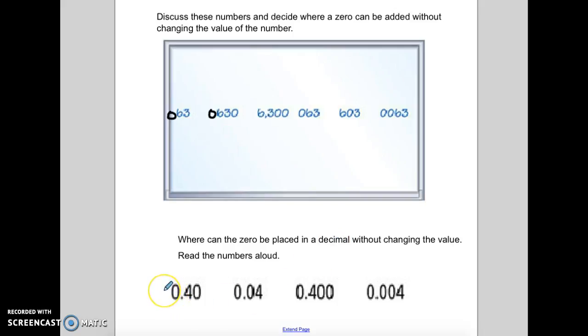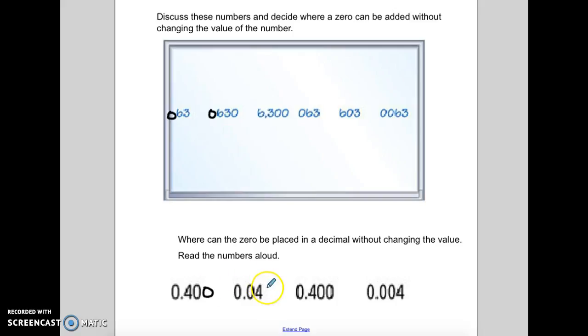So I look here, and I want to decide where can I place the 0 without changing the value. If I add a 0 right here, so in front of the number in this case is going to go right before the decimal place, instead of me having 40 hundredths, I would have 40 thousandths. But if I add a 0 here, instead of having 40 hundredths, I would have 400 thousandths. But really, it's the same number.